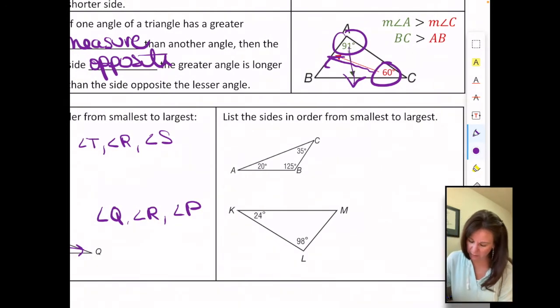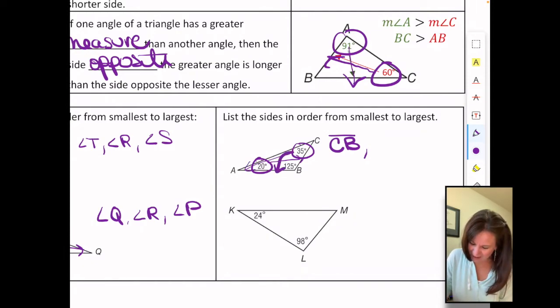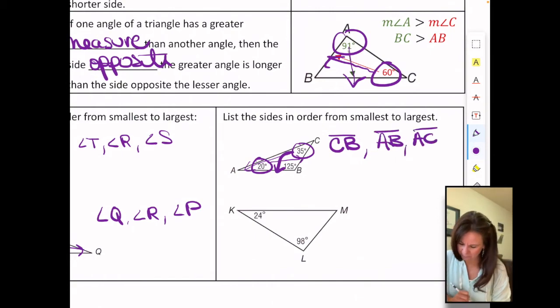Let's try it from the other direction where we're given angles and we need to put the sides in order from smallest to largest. So we find the smallest angle, which is 20, look across to the side and we get side CB. Then the next one is 35, look across from that and we get the side AB. And then the last one is AC. One more.